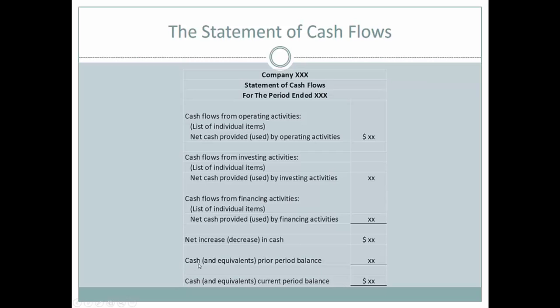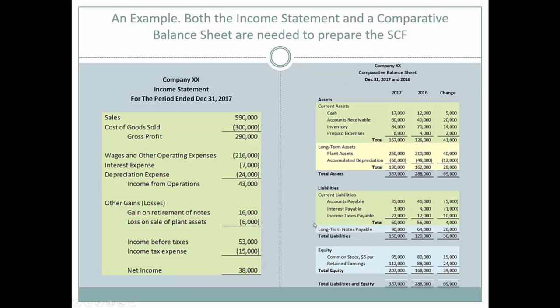We would add that to the cash and equivalents, but we're just going to be focusing in on cash of the prior period balance. So at the beginning of the year, we'll add the cash change for the year to the beginning balance of the year, and that should give us cash at the current period balance or at the end of the year. So let's see how this works. So let's look at an example. Both the income statement and a comparative balance sheet are needed to prepare the statement of cash flows.